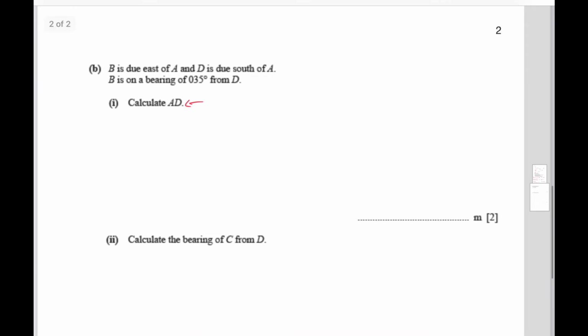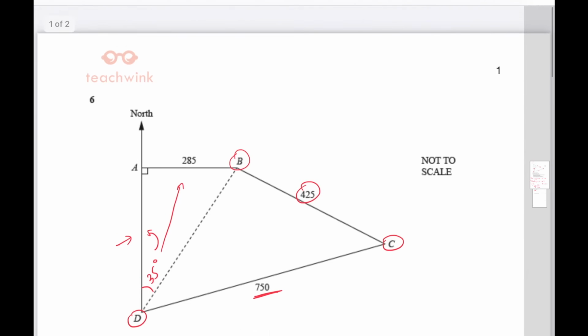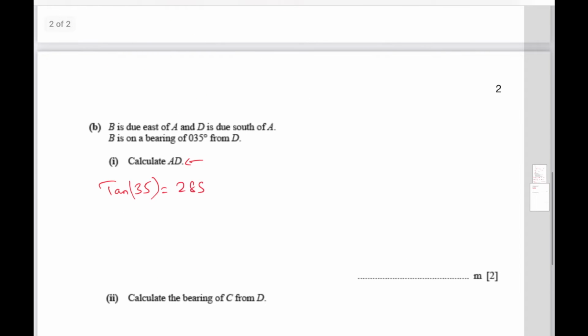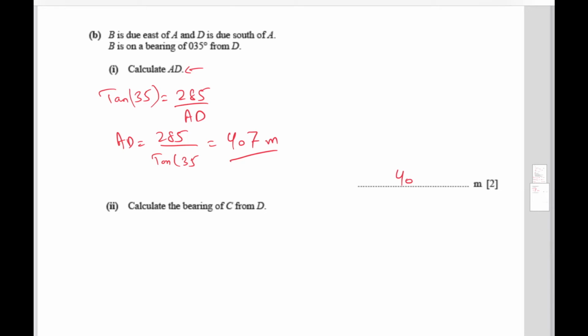So we do tan 35, which is equal to the opposite, which in this case is going to be 285. So we do 285 over AD. So AD would be equal to 285 divided by tan 35. When we divide 285 by tan 35, we get 407 meters. So we write our answer over here, 407.